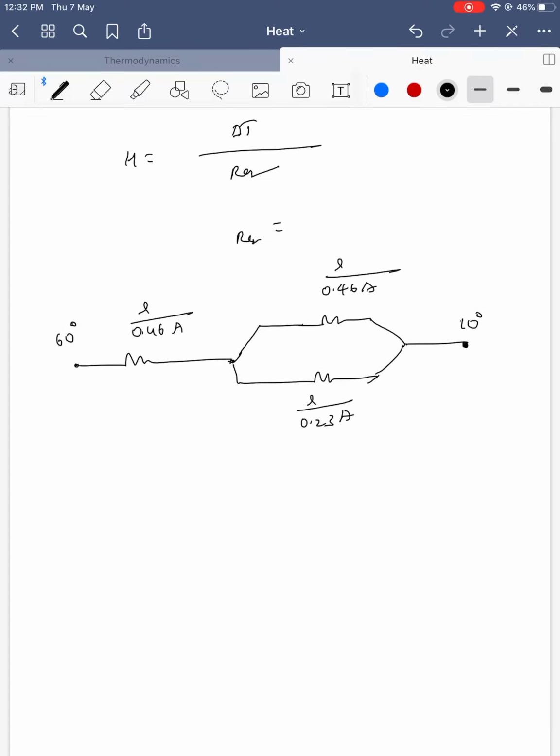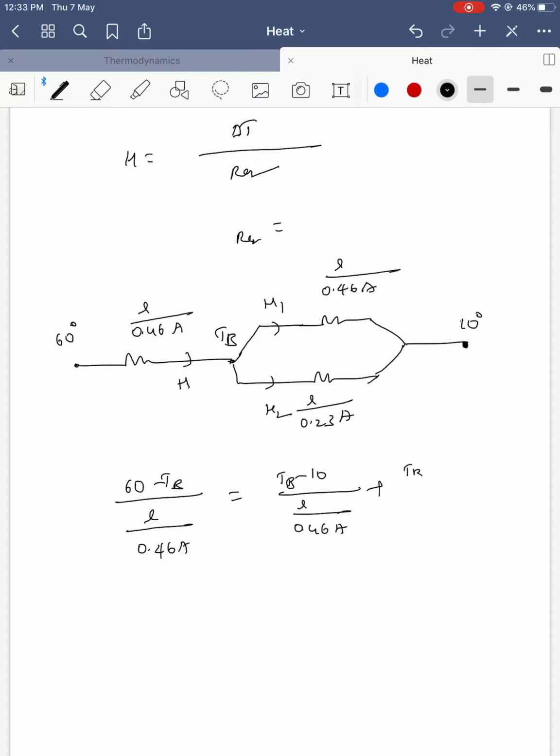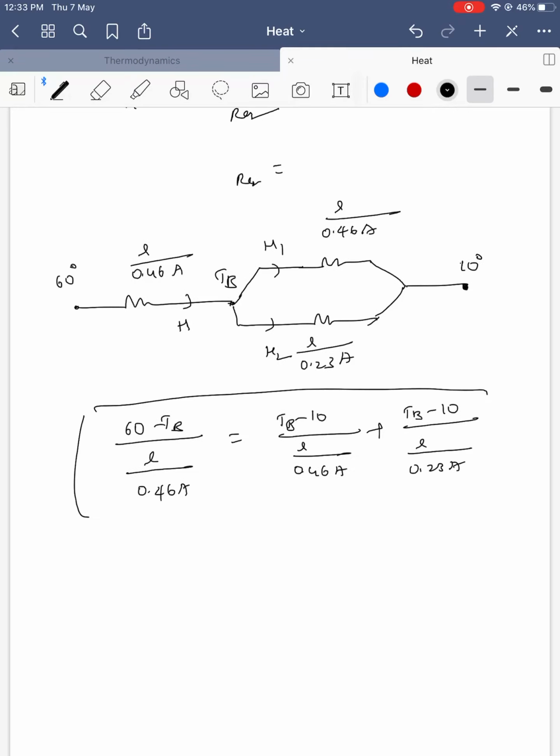First this is TB. To get TB, H is 60 minus TB by the resistance R, which is L by 0.46 A. This is H, which splits into H1 and H2. H1 is equal to TB minus 10 by L by 0.46 into A, plus TB minus 10 by L by 0.23 into A. If we simplify this expression, we get the TB value.